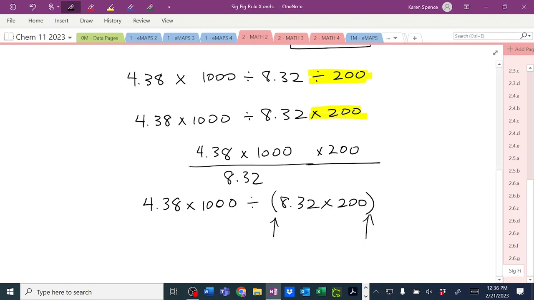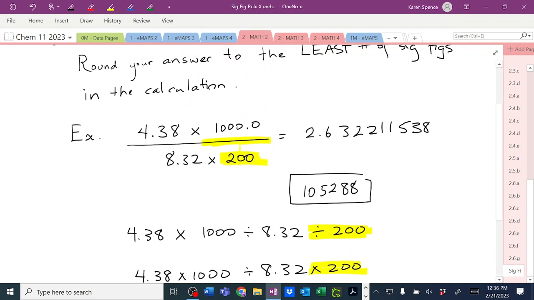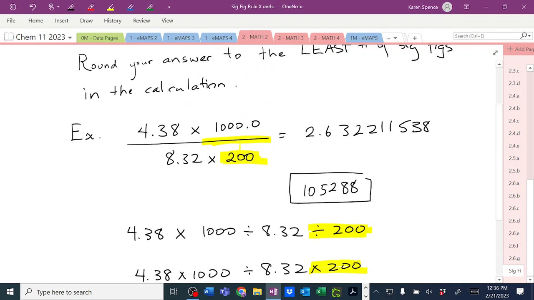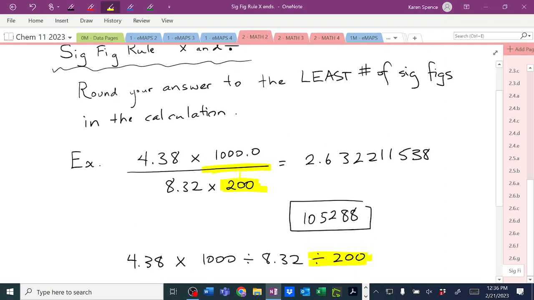Now, once we got our number correct, we were looking at this for sig figs. And remember, we are going to round our number to the least number of sig figs in the calculation. So let's take a look at our sig figs here. How many sig figs in 4.38? 3. How many in 1,000.0? That's 5. How many in 8.32? That's 3.